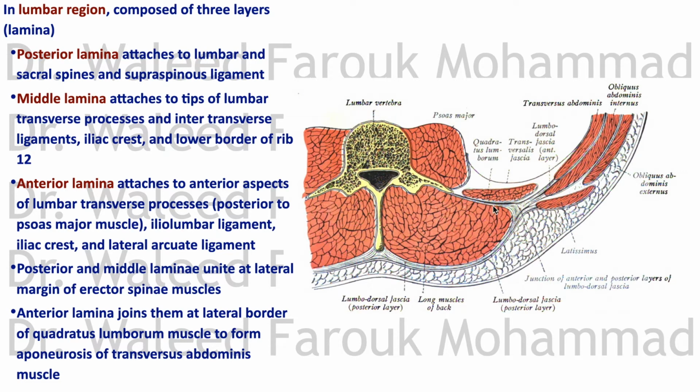Now all these laminae converge to the lateral side and unite to form the fascia, from which the muscles of the abdomen take origin, mainly the transversus abdominis muscle. So this is the arrangement of the fascia of the posterior abdominal wall. Remember, it has a thoracic part and a lumbar part.